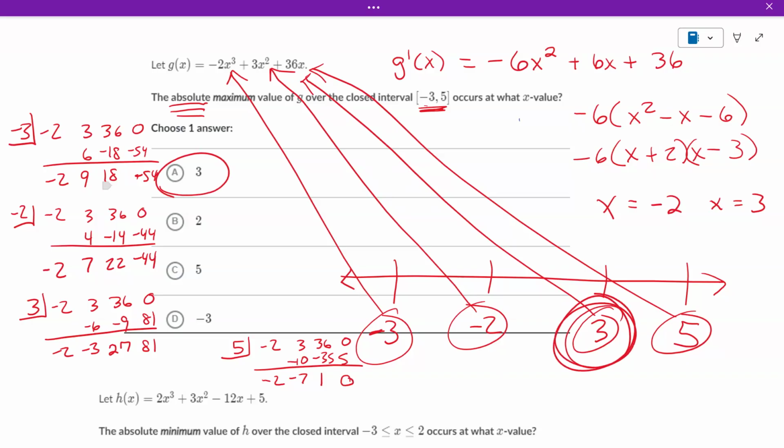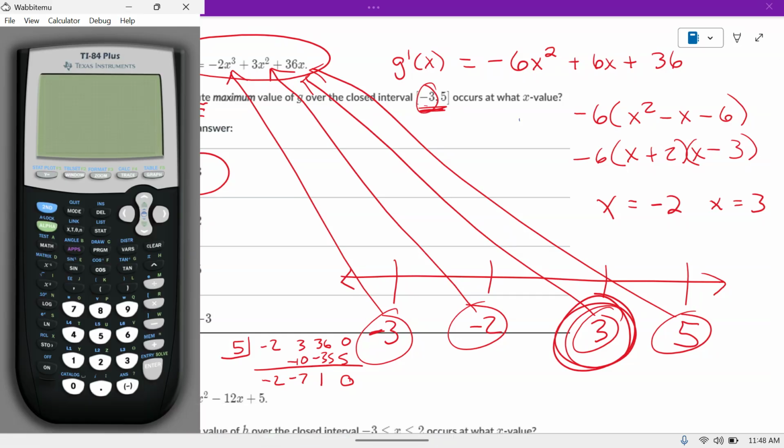Now, if you were an Eavers, you would just graph the original equation and find the absolute maximum just by looking at it. Well, you can't do that. What? You can do that? Yes, you can. You would check negative 3. You would trace. Okay, here's how you would do it the calculator way.